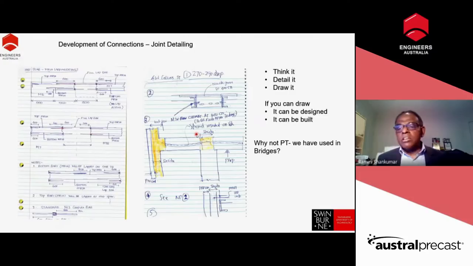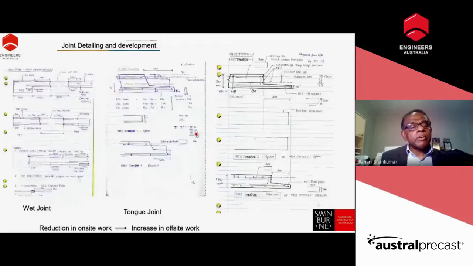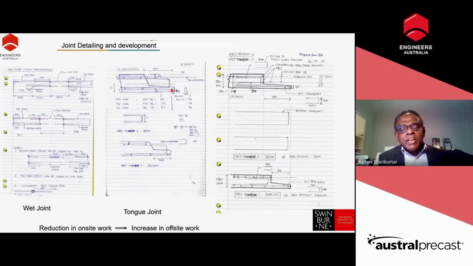Why not use PT? Big bridges, portions of them, have used post-tension. Why can't you use the same system in buildings as well? Joint detailing development is important. So we start with the wet joints. Wet joints mean you pour concrete, you need formwork. Then we develop something like a nib so that you don't need the formwork. So what we are doing is reducing on-site work and giving more off-site work. That is the thinking we have to do, how we can make off-site work big portions. So we have to start thinking about the detailing part of it.